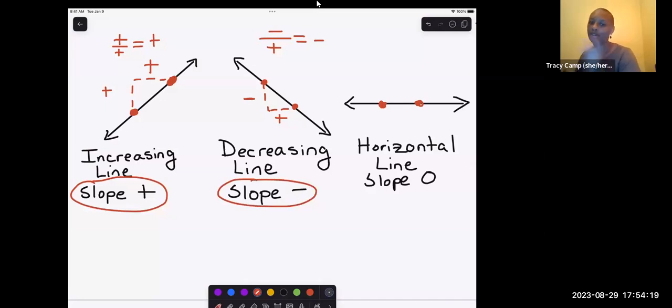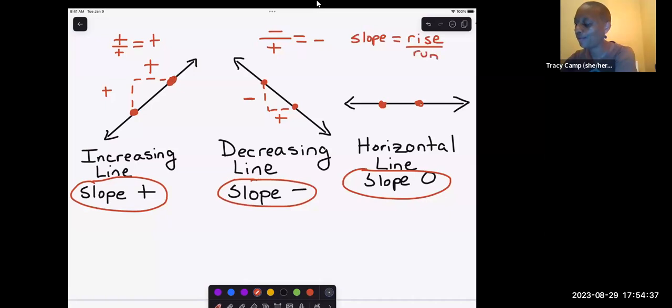And then last of all, the other type of line I just wanted to look at is the line on the right, and that's a horizontal line. With horizontal lines, the slope is always going to be 0, because once again, slope is equal to rise over run. And if you don't have any rise, you just have 0. Like a horizontal line doesn't have a rise.